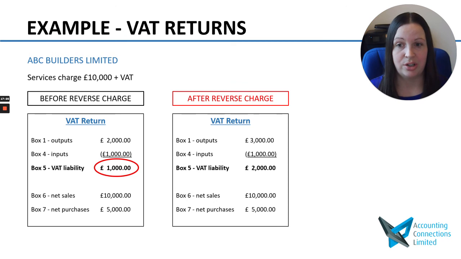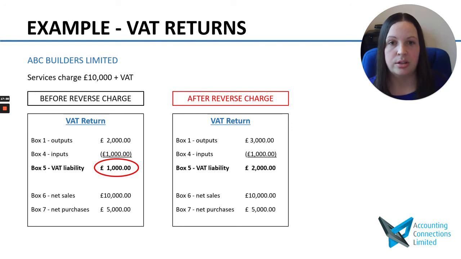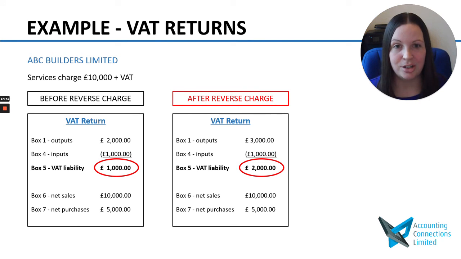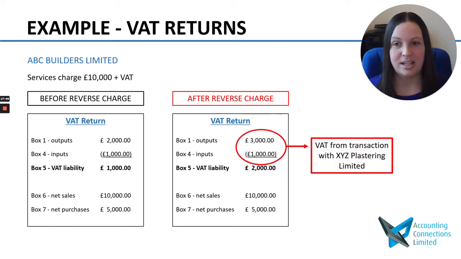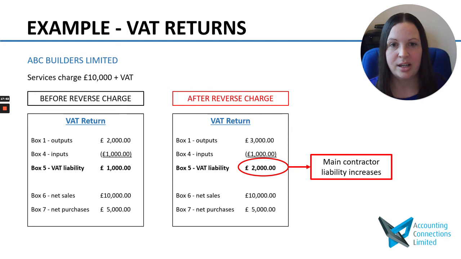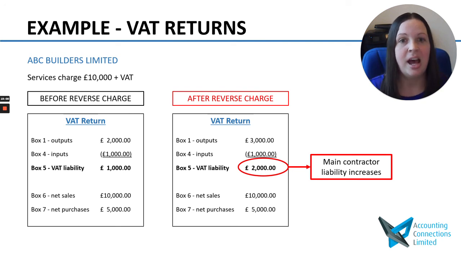After the domestic reverse charge has been applied, however, they have to add on the £1,000 to their inputs, take off £1,000, add on another £1,000 to their outputs, so their liability is actually increased to £2,000. And again, this is where we show the VAT on the transaction with XYZ Plastering Limited. So the main contractor's liability increases. That is the point to note here. The VAT has been pushed up and up the chain, and now the ABC Builders are responsible for passing that over to HMRC.